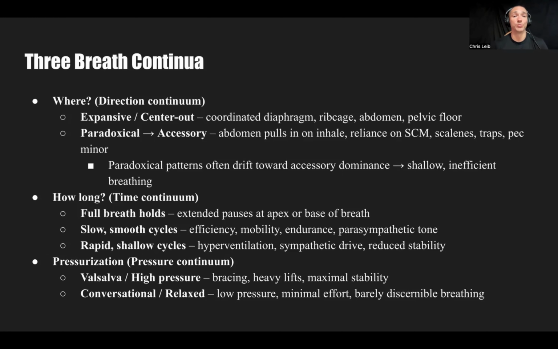So the slower, smoother cycles will look at building efficiency, maybe mobility, because again, we can go through a full excursion of breath, so we can guide our mobility where we want to guide it and decrease the pressure that might be getting in the way of our joints moving. It can also help promote endurance and more of a parasympathetic tone. And then full breath holds oftentimes fit within trying to train a slower breath.